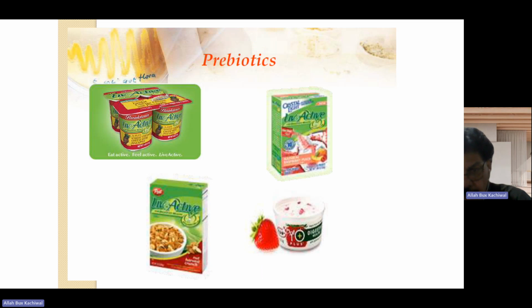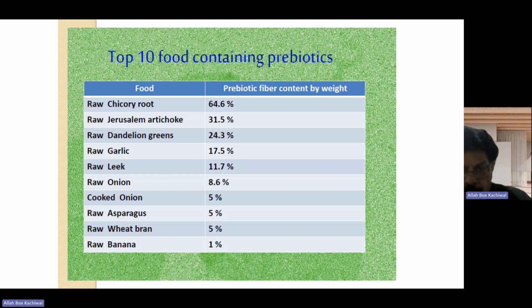The prebiotics are also available in packing and they are being utilized for enhancing digestion and increasing growth. The top 10 foods containing prebiotics are: raw chicory root, which contains 64.6%, raw Jerusalem artichoke 31.5%, raw dandelion greens 24.3%, raw garlic 17.5%, raw leek 11.7%, raw onion 8.6%, cooked onions 5%, raw asparagus 5%, raw wheat bran 5%, and raw banana 1% of prebiotics.